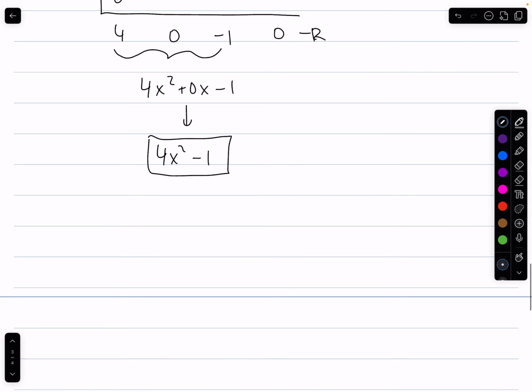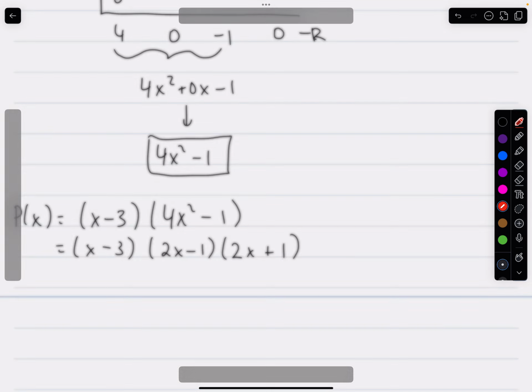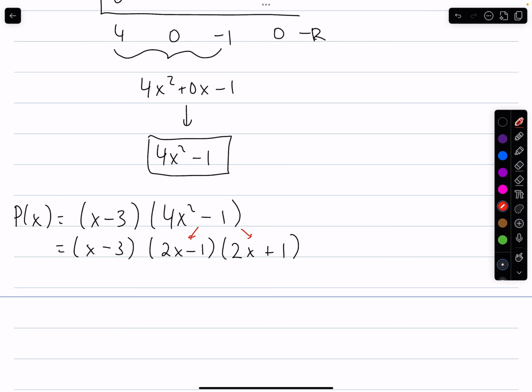What that tells us is that now we know that p at x is going to be x minus 3 for that first factor, and then 4x squared minus 1. And then if we factor this a little more, the quadratic, we'll get 2x minus 1 and 2x plus 1, because we factored this guy over here.